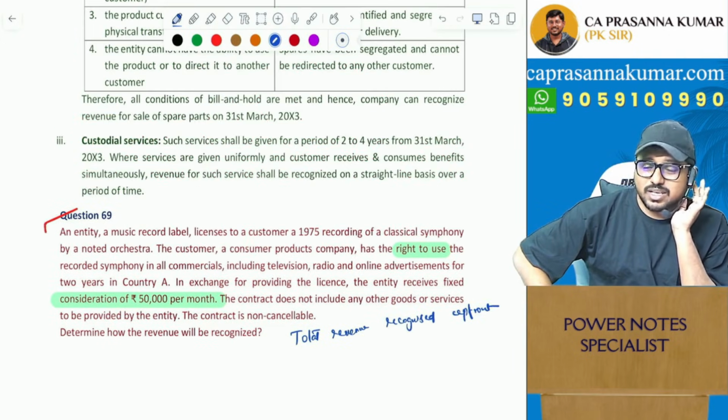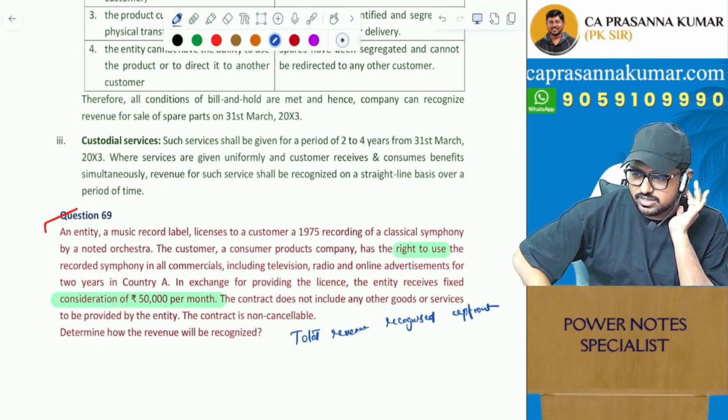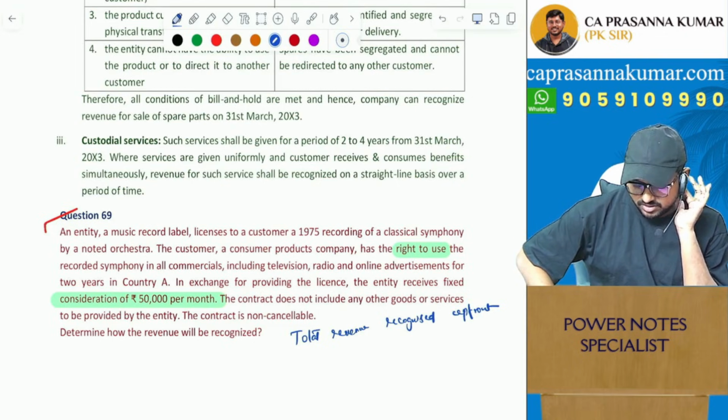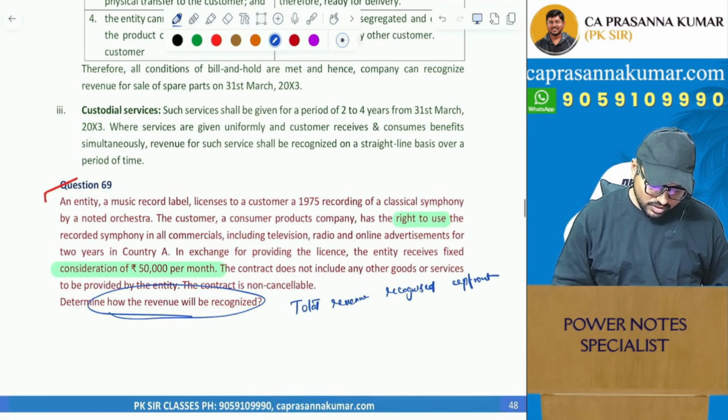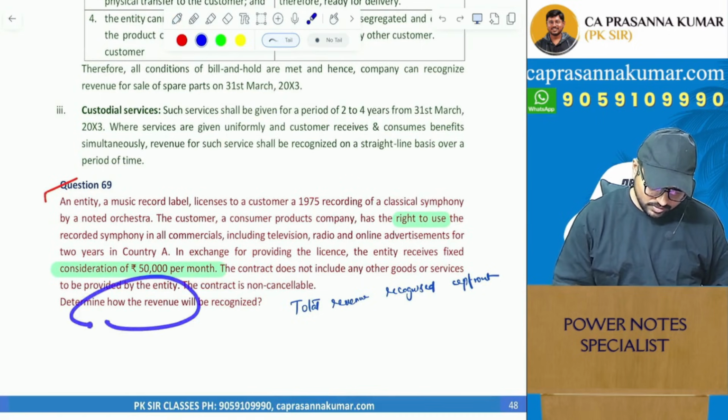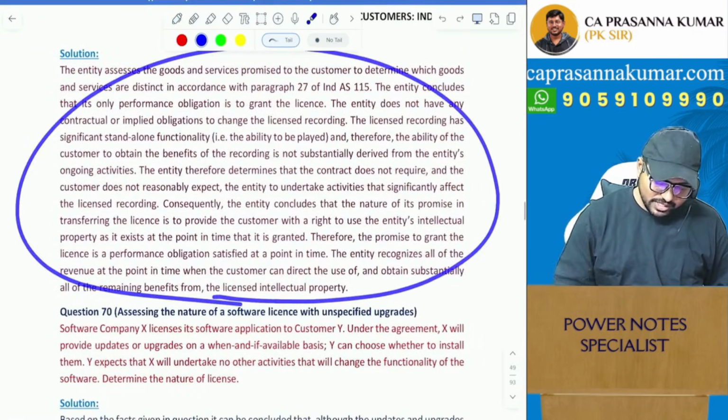So one student is asking, sir, that means 12 lakhs has to be recognized at the beginning itself, at the commencement. Yes. But your eyesight did not give you the answer, because if you look at the question, he has asked you how the revenue will be recognized. He did not ask you how much. So therefore, your eyesight did not mention the amount.